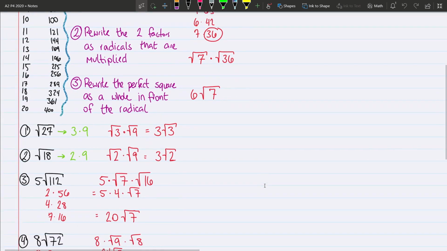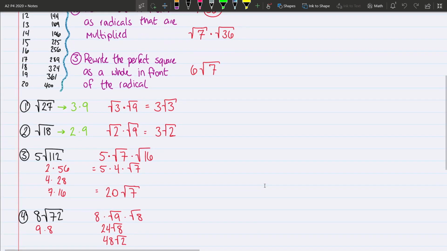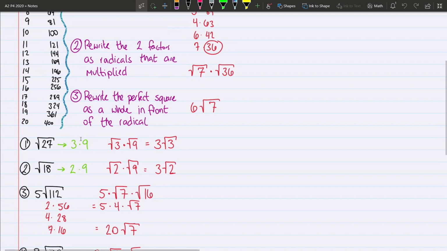So here's a couple other examples. This honestly should be a review. We did this stuff in geometry. So the 27, I would say, okay, can I divide that by 3? Yes, 3 times 9. 9's a perfect square, so 9 comes out of the house as a 3. What's left inside was the 3 from before, and we get 3 root 3 as our answer.